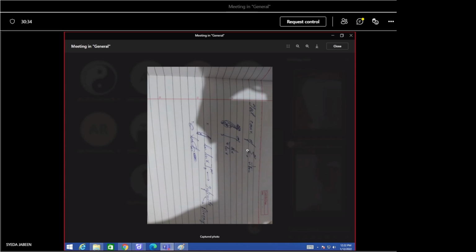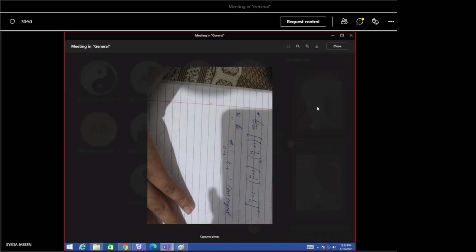Whenever you post it, please post it in a straight form. It is difficult to see the slanted one. Ma'am, it's coming infinite, so it is a divergent series.